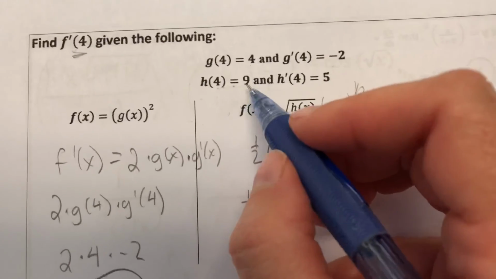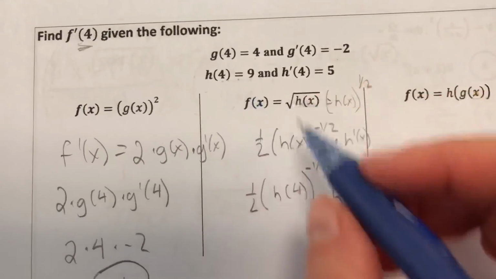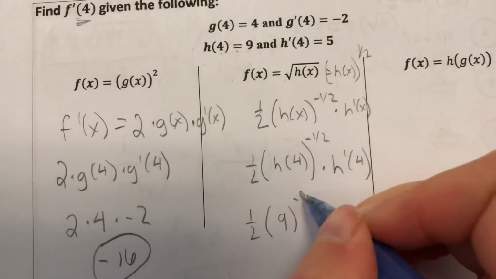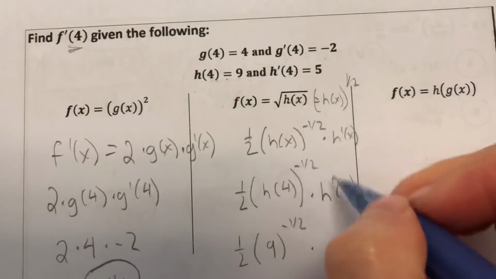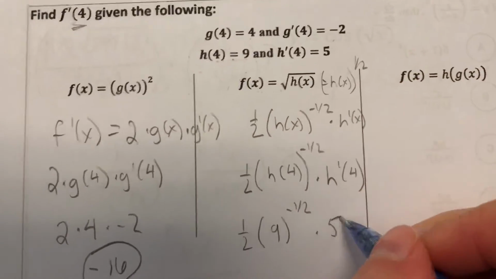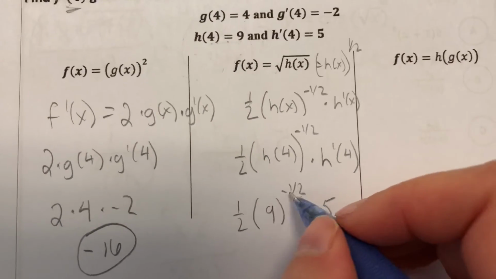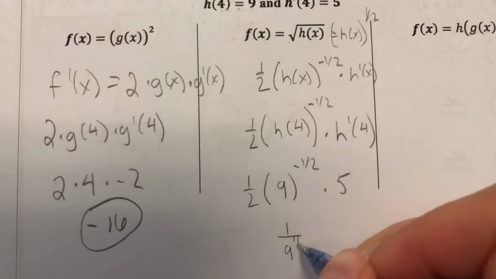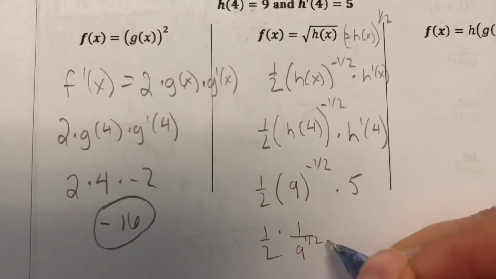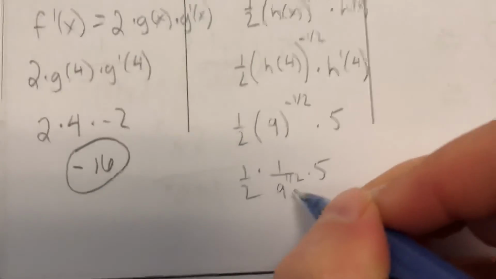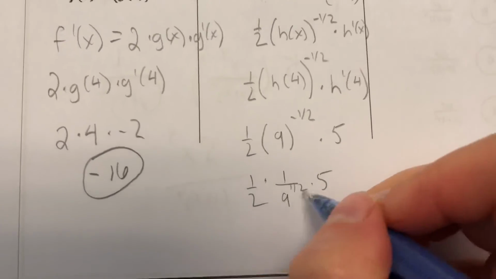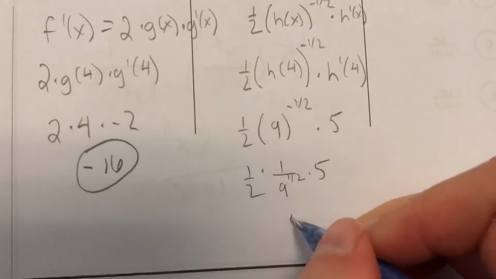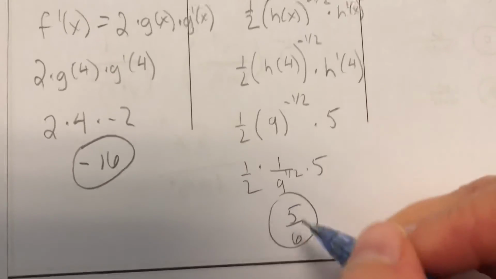So according to this chart, or this information, h of 4 is 9. So we have 1/2 times 9 to the negative 1/2 times h prime of 4, which they told us was 5. So 9 to the negative 1/2, isn't that really the same thing as 1 over 9 to the 1/2? So 9 to the 1/2 is just 3, the square root of 9. So now I have 1/2 times 1/3 times 5, so that ends up being 5/6.